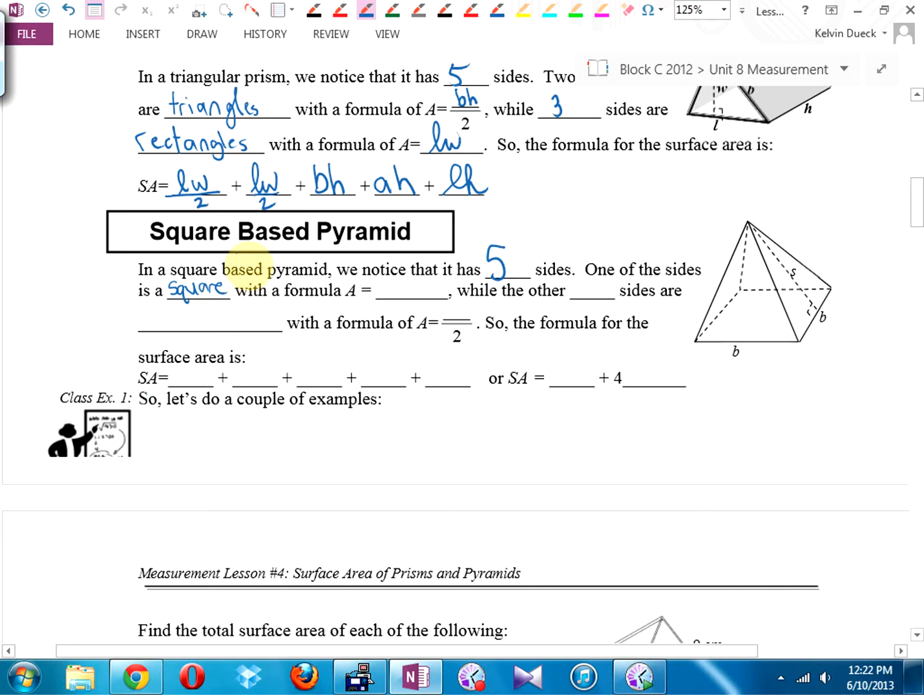Well, a square is a rectangle. Every rectangle is length times width, but if your length and your width are the same, you can just think to yourself L squared or width squared, or sometimes they'll call it S for side squared. I don't like using S because my S's all look like what number?